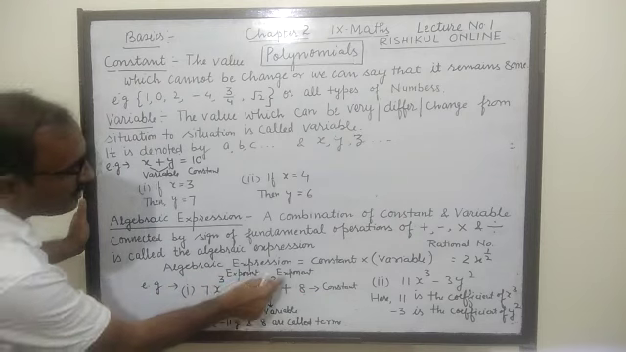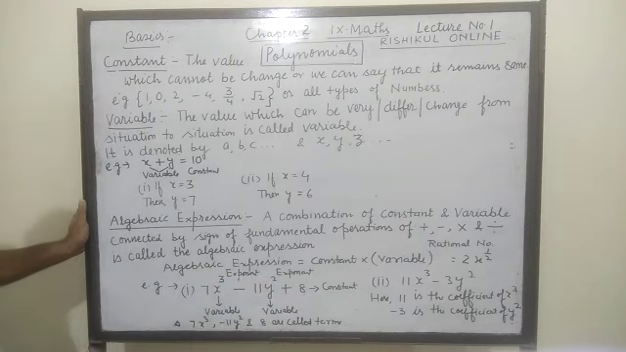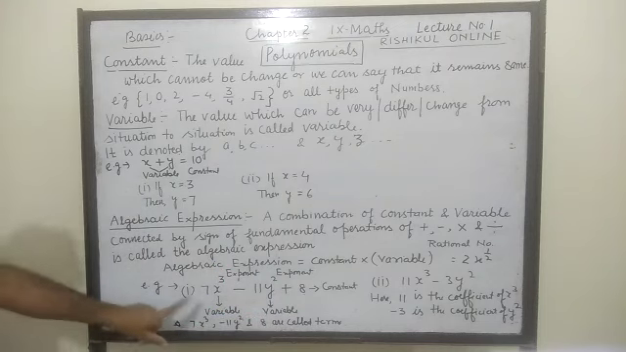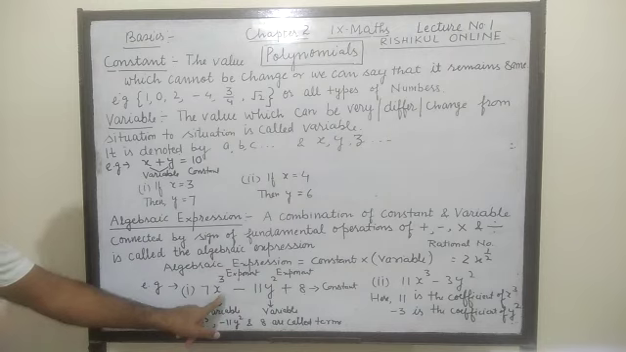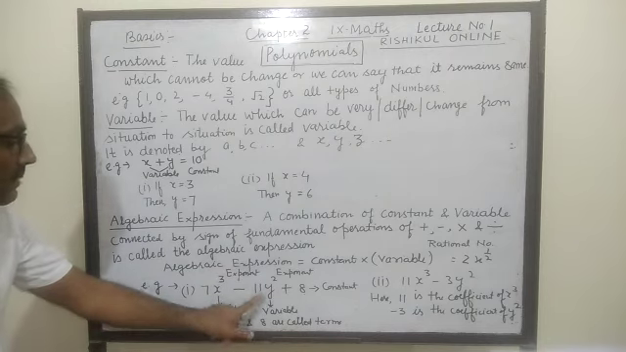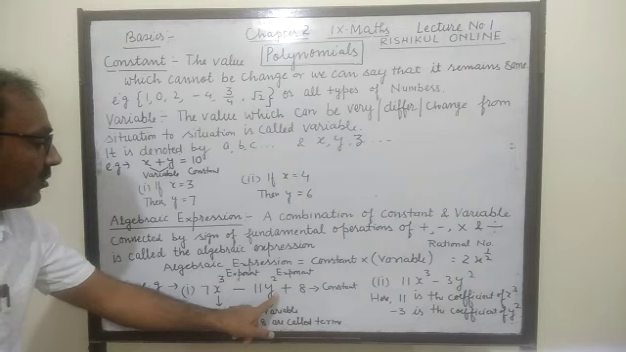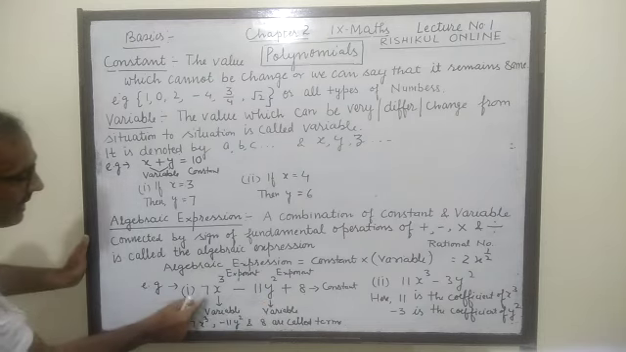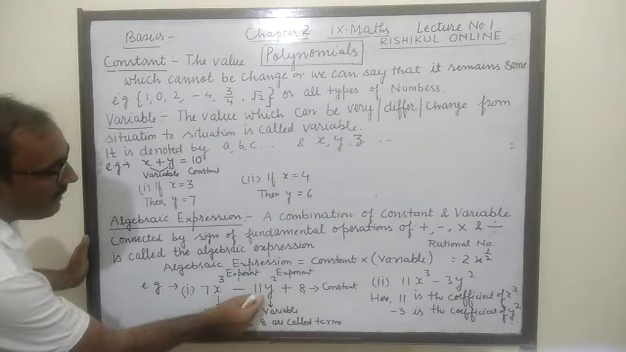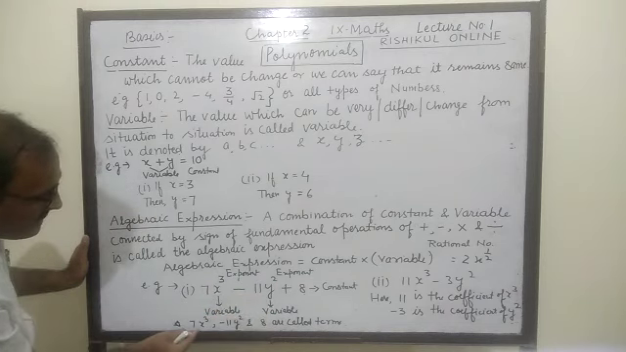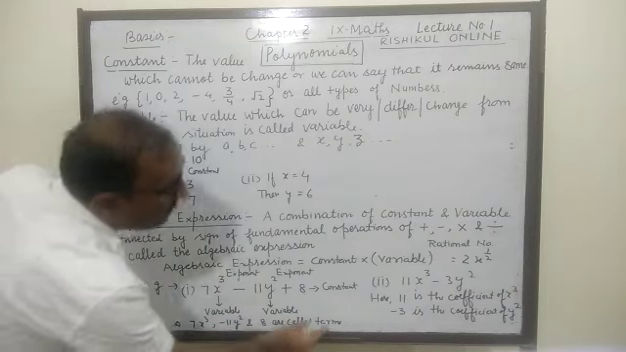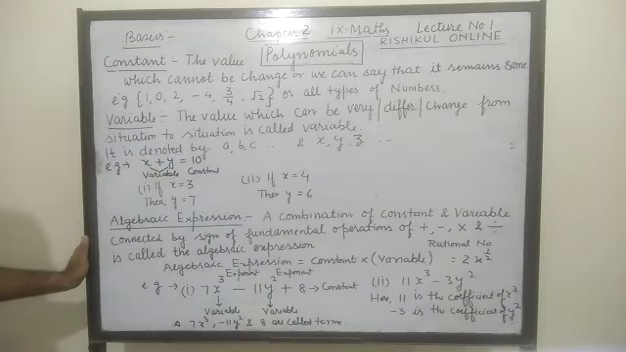3 and 2, they are exponents, they are the power. X and y, they are variable. And what is 7? 7 is the coefficient of x cube. And what is minus 11? Minus 11 is the coefficient of y square. And 7x cube, minus 11y square and 8 are the terms of this algebraic expression.